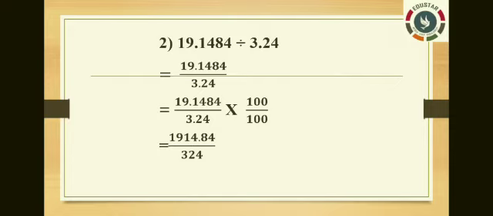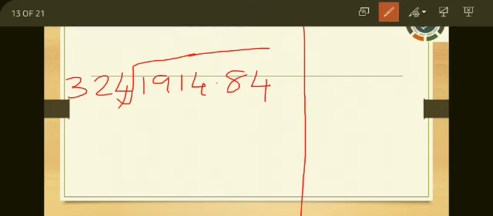1914.84 divided by 324. Step: divide 1914.84 by 324. Now take the 3-digit number 191. 191 is not divisible by 324, so take the 4-digit number 1914. How many times does 324 go into 1914? Yeah, 5 times.